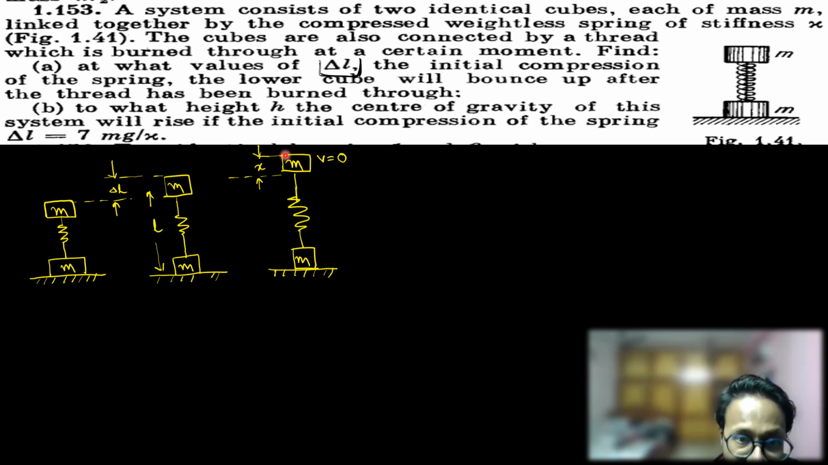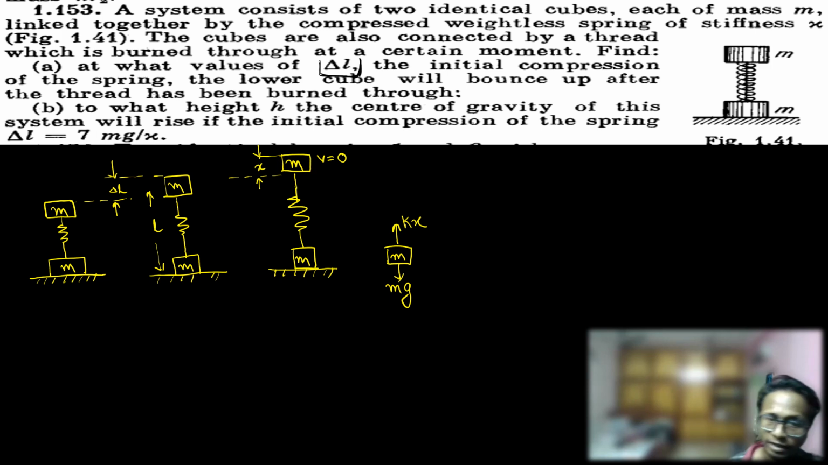So the condition is at maximum elongation of the spring. At maximum elongation, the spring force is kx downward on the top block and kx upward on the bottom block. So the spring force in the upward direction should balance the gravity force acting downward. Can it be greater? Obviously it can be greater. If it is greater, the bottom block would just fly off, but that is not the question that has been asked. Understood?